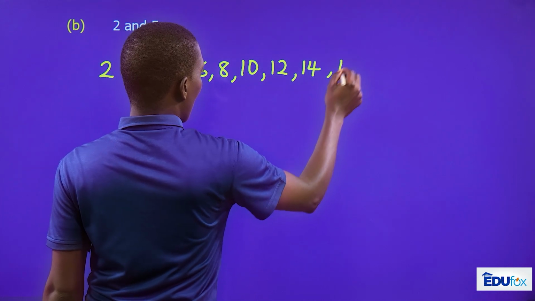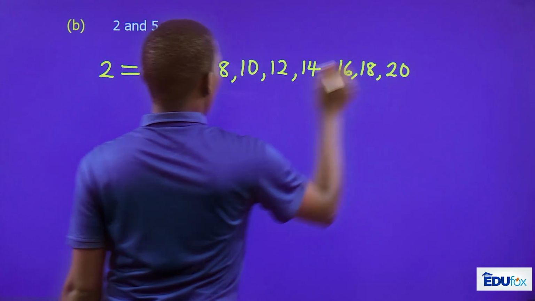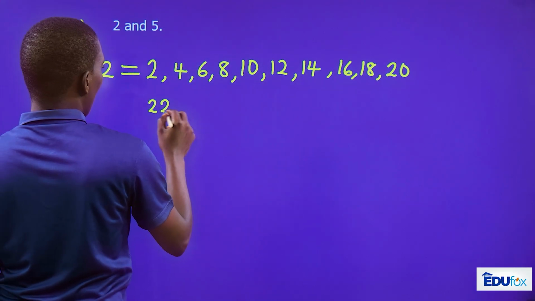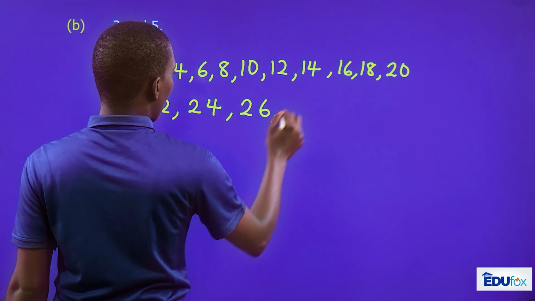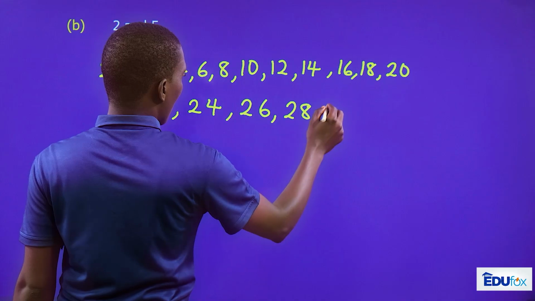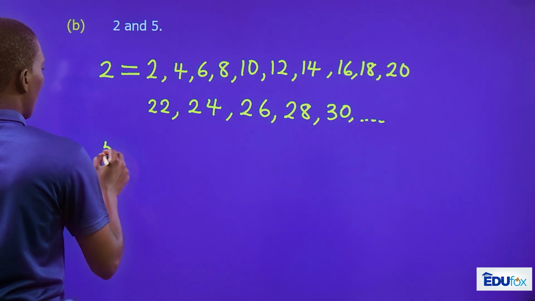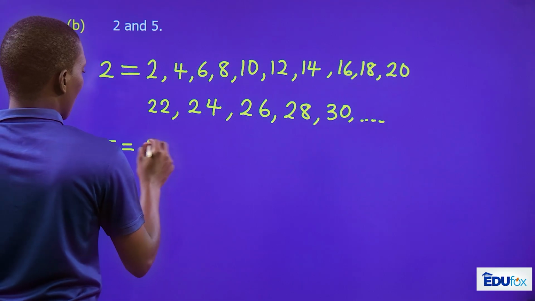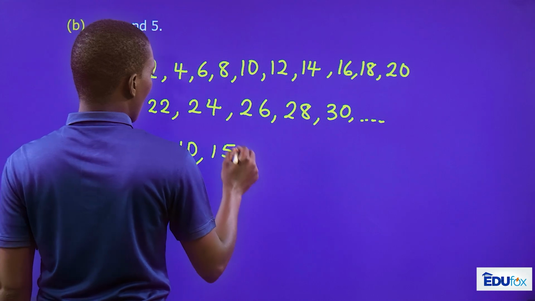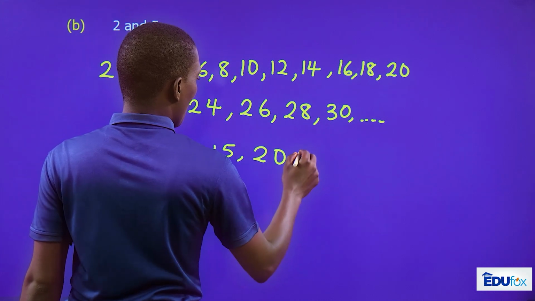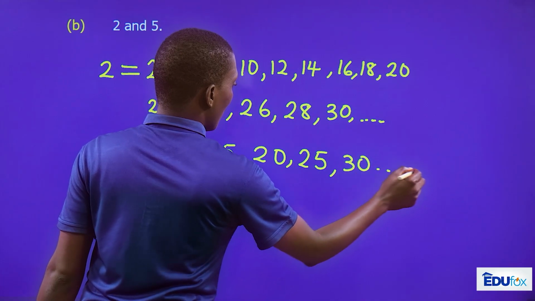14, 16, 18, 20, we have 22, 24, 26, 28, 30, and so on. For multiples of 5, we have 5, 10, 15, 20, 25, 30, and so on.